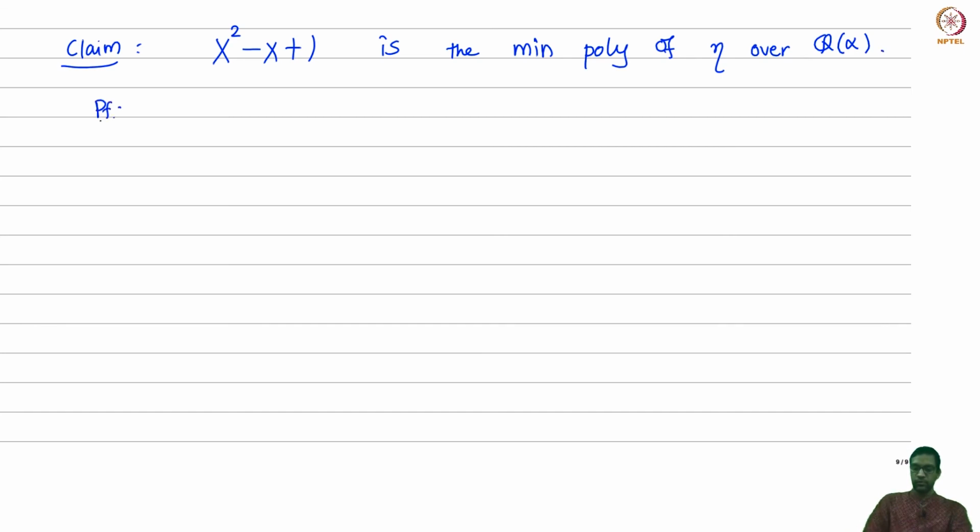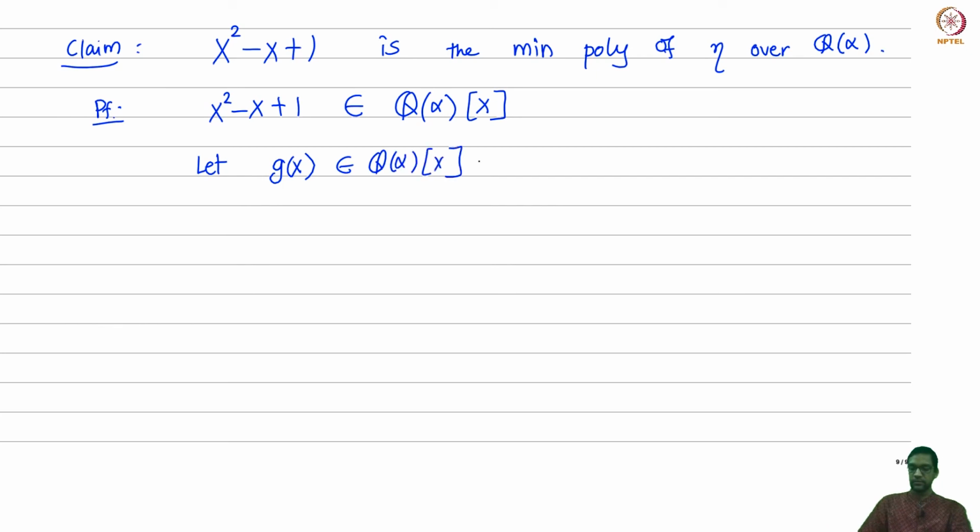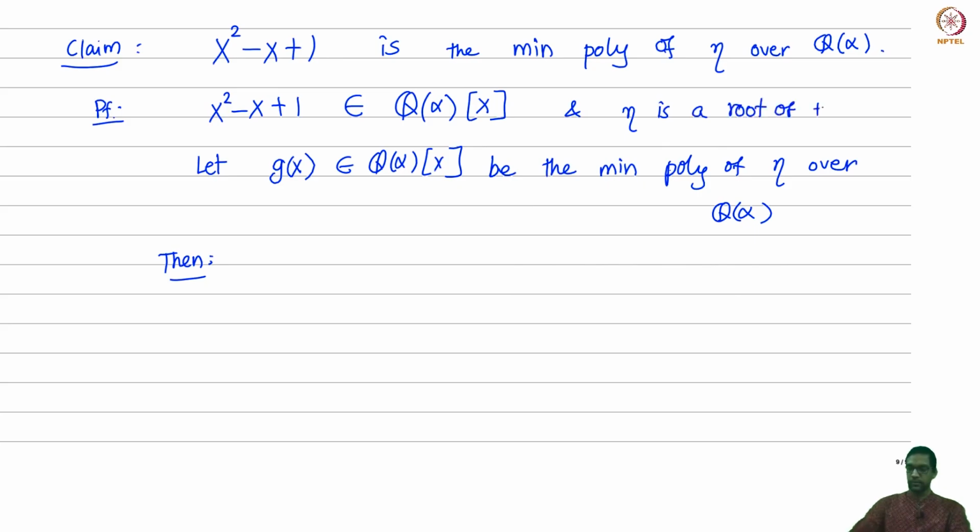Okay, well, proof. This polynomial certainly has coefficients in Q(alpha). Why? Because in particular the coefficients are in Q, so they are surely in Q(alpha). Now what does this mean? Suppose g(x) denotes the minimal polynomial of eta over Q(alpha). Then g must divide this polynomial at least, and eta is a root of this polynomial, that much I know. So the minimal polynomial has to divide every other polynomial of which eta is a root.